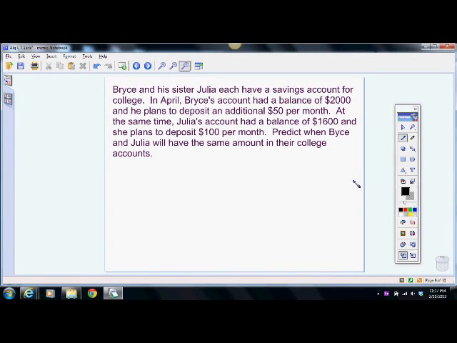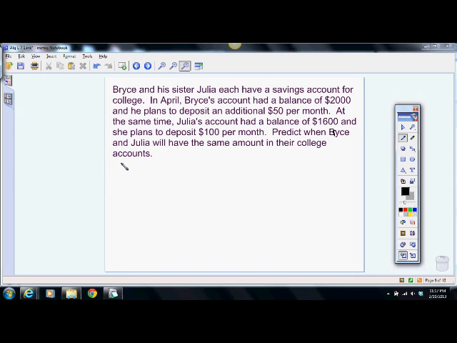In this example, it says Bryce and his sister Julia have a savings account for college. In April, Bryce's account had a balance of $2,000, and he plans to deposit an additional $50 per month. At the same time, Julia's account had a balance of $1,600, and she plans to deposit $100 per month. Predict when Bryce and Julia will have the same amount in their college fund. Well, when we do this problem, we have to actually set up our equations.